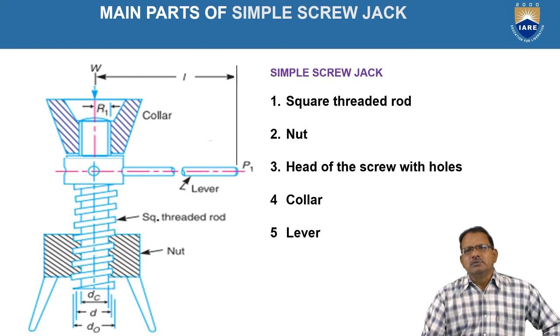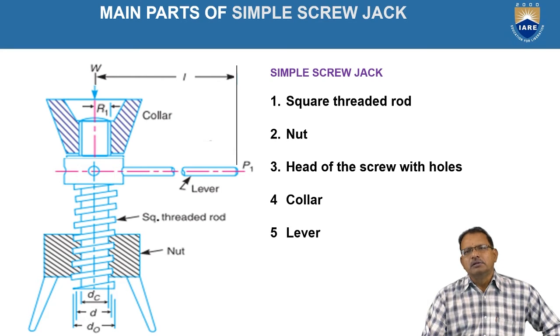The main parts of the simple screw jack are the square threaded screw, which is fitted into a nut that is an integral part of the body of the screw jack. The head of the screw jack has 4 holes to fit the lever for rotating it clockwise or anti-clockwise, for lifting or lowering the load. At the top of the head, there is a thrust collar, which enables relative rotary motion between the load and the screw.